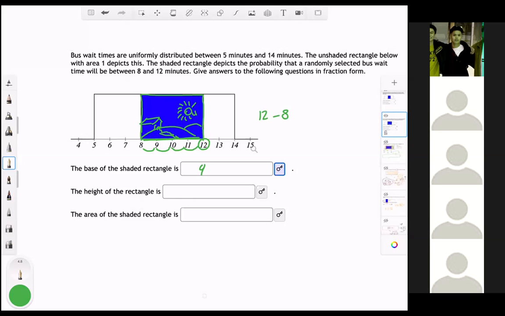Let's read the question. Bus wait times 5 minutes to 14. So this is minutes. So the unit will be minutes. I don't think you need to put the units, just put 4. The unshaded rectangle below with area 1, the part, this, the shaded rectangle.